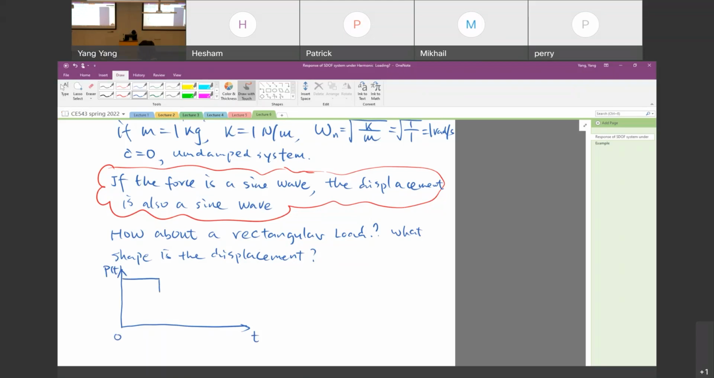For example, this is t equals 0 and this is 1 second. So for the first second, we have the force equal to a constant number. If the time is more than 1 second, we remove that force. So what will be the shape of the displacement? Will it be rectangular?